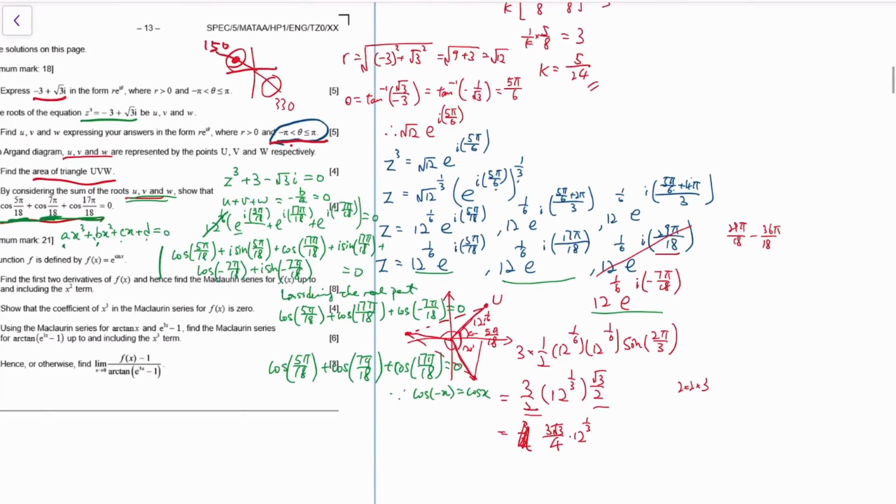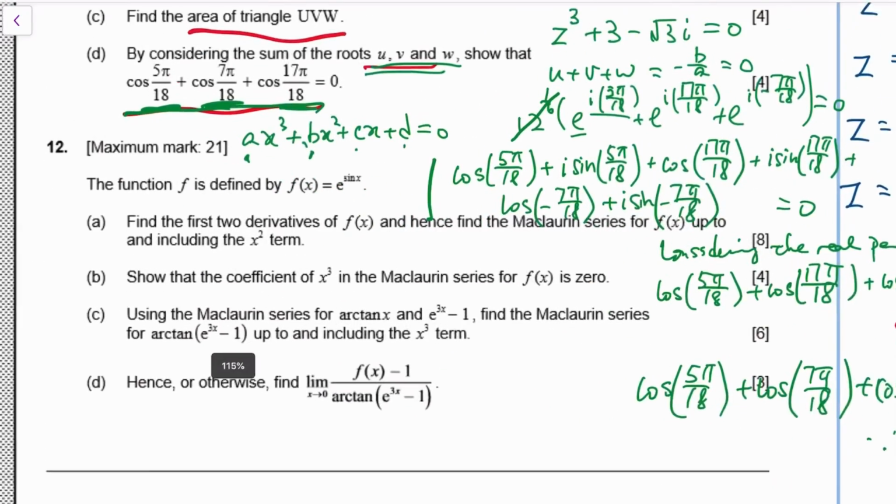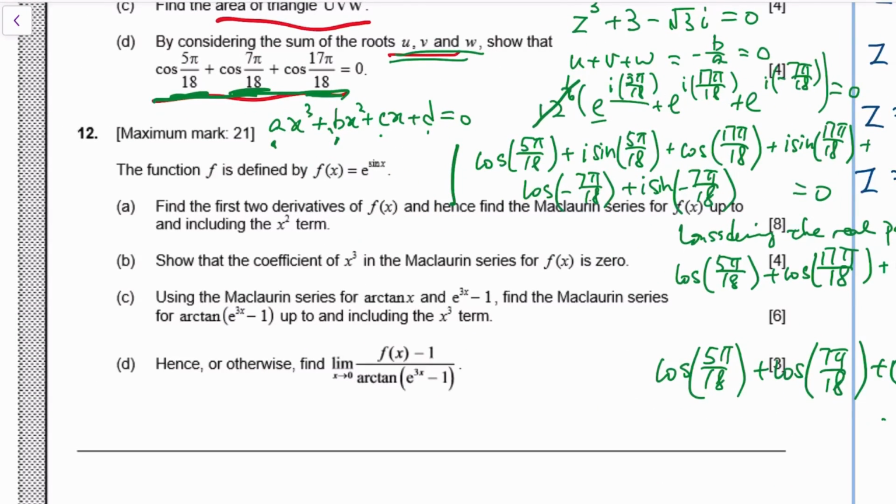Yeah, nice. Then we move on to the last question of this paper, question 12. Should be obvious, a Maclaurin series question. This is the new thing about the syllabus. They moved some of the option topics in the past into the core. So yeah, you can think this should be kind of difficult, but not too difficult.